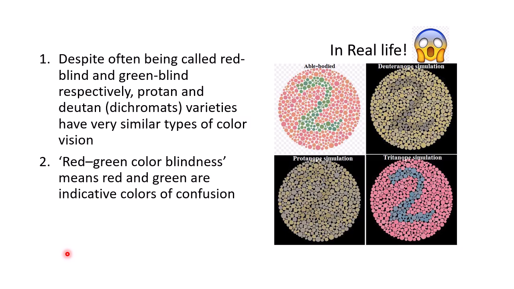Lastly, despite often being called red blind and green blind, protans and deutans, that is the dichromats, have very similar types of color vision. What a person with normal vision like you or me would see as a red background with a green 2 written on it, deutans and protans are going to see like this. Very similar. This is what real life is. When we say red-green color blindness, it means that red and green are indicative colors of confusion. It does not mean that red and green are absent. Please remember that. This is a very, very common mistake.